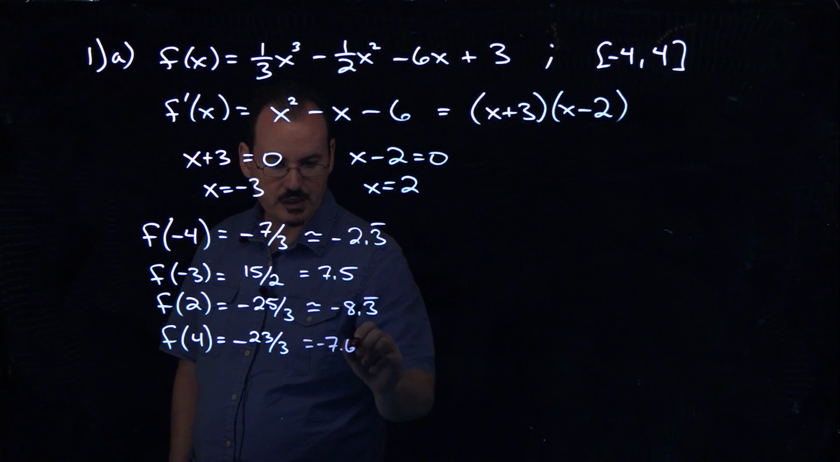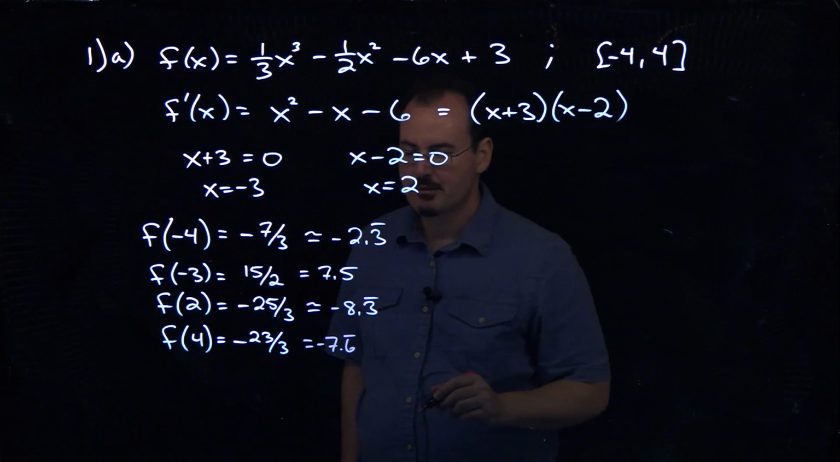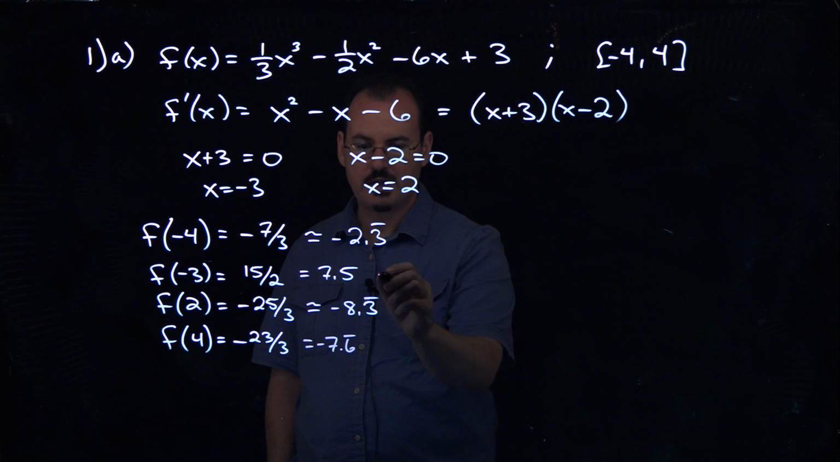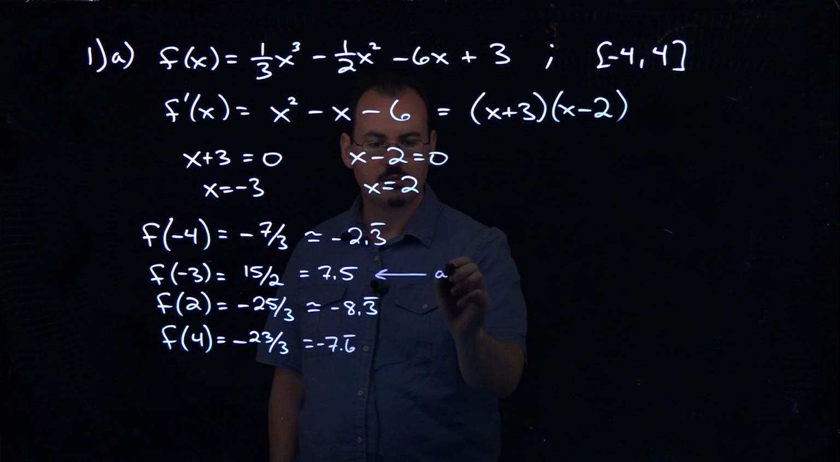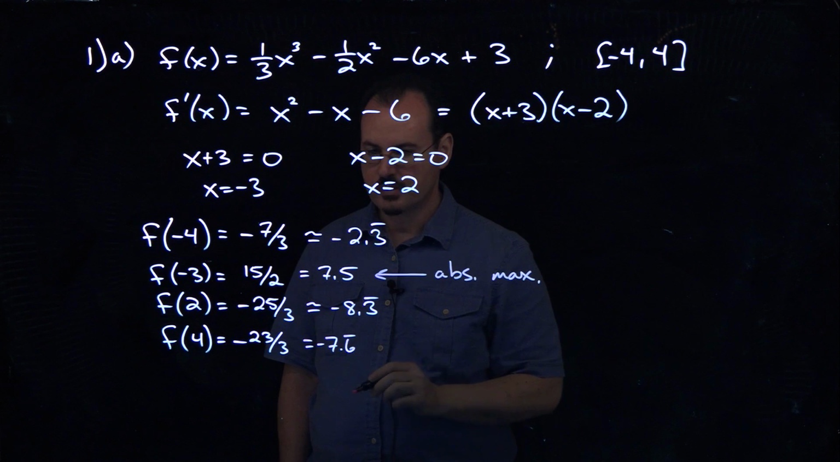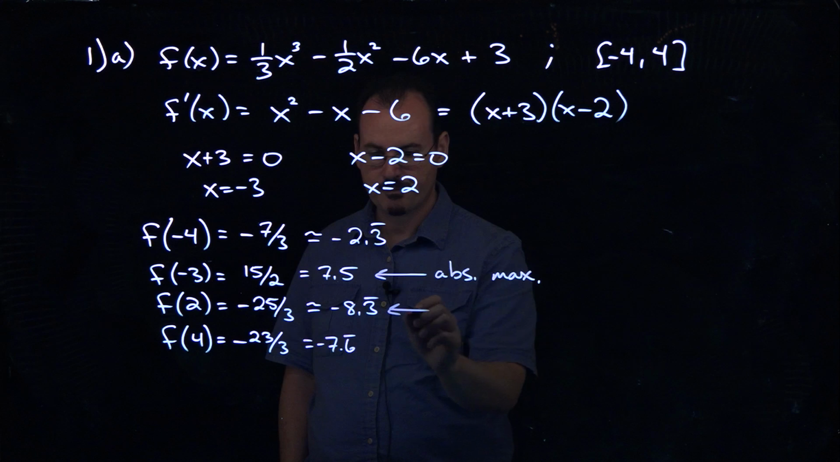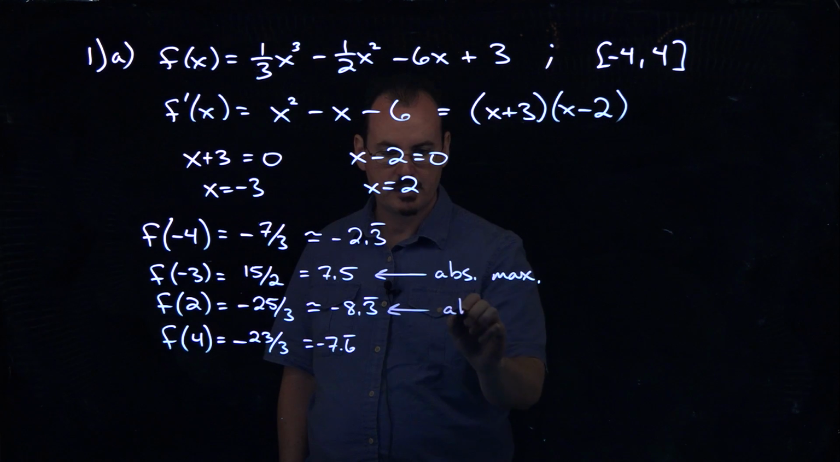Okay, so now I think it's pretty clear which one is the absolute maximum and which one's the absolute minimum. That's the only positive value here, so this has to be the absolute maximum. And the largest negative number that we have here is this one. So this is the absolute minimum.